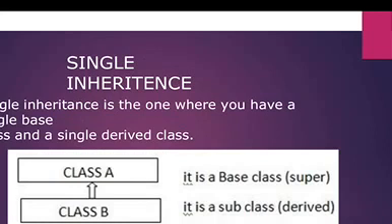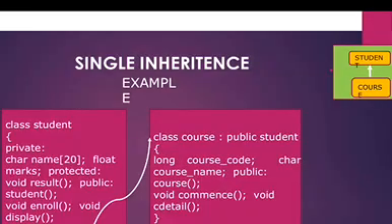The single inheritance is the one where you have a single base class and a single derived class. The base class is also called the superclass, and the subclass is also called the derived class. This is single inheritance, and this is the best example of a single inheritance program.